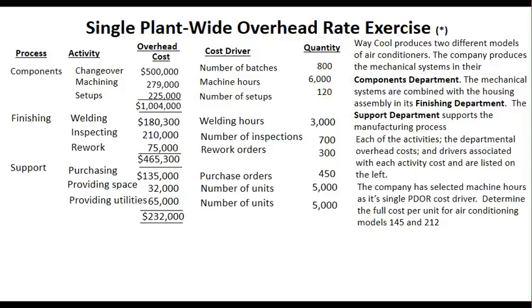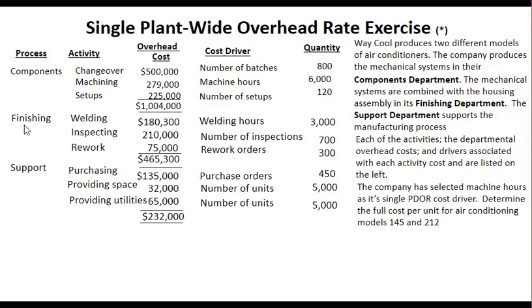And in addition, we've established the cost driver that we believe best represents the allocation of that activity in that department. So you can see the different cost drivers. And again, those cost drivers are different depending upon what the activity is. And then I've listed over here under quantity the amount of activity that would occur under those cost drivers.